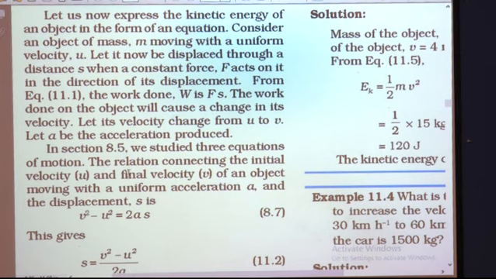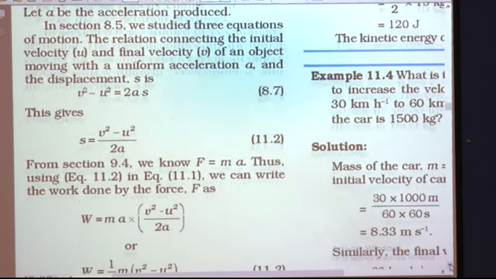Now, in section 8.5, that is in chapter number 8 Motion, we studied 3 equations of motion. The relation connecting the initial velocity u, final velocity v of an object moving with uniform acceleration a and displacement s is v square minus u square is equal to 2as. What is v? Final velocity. u is initial velocity, a is acceleration and s is displacement. So, rearrange this equation, you will get s is equal to v square minus u square upon 2a.